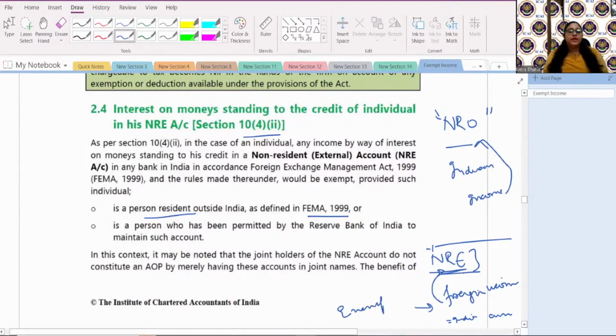Why is it exempt from tax? Because interest is on what income? Interest is being earned on the foreign income. When foreign income is not taxable, the interest on it would also not be taxable. But in an NRO account, if you get any interest, that is taxable. NRO and NRE are not given anywhere here. Please understand if there is any confusion.